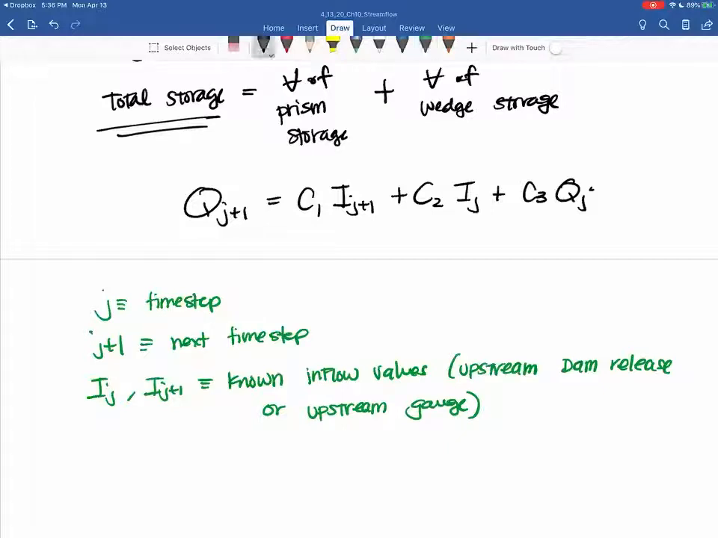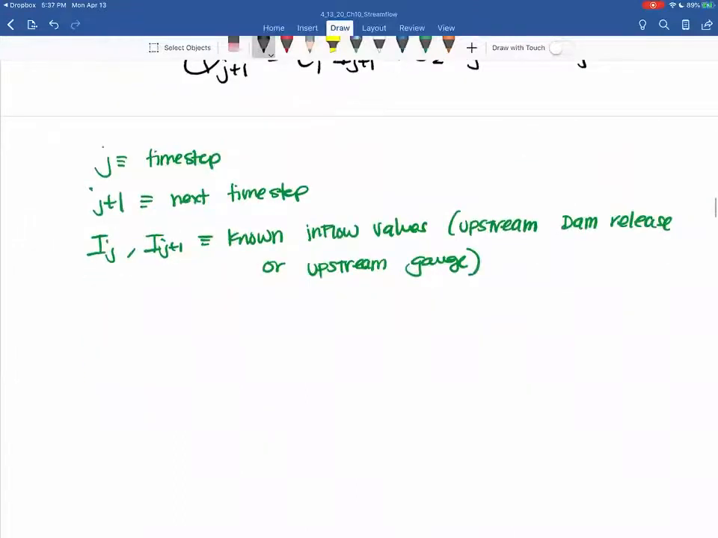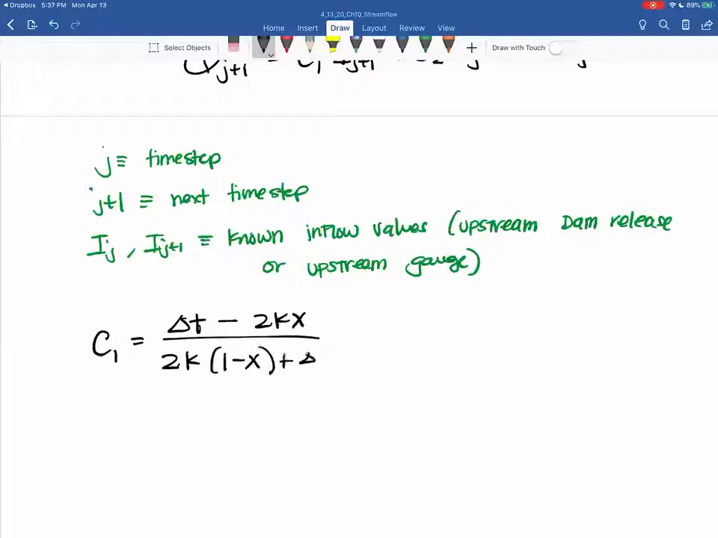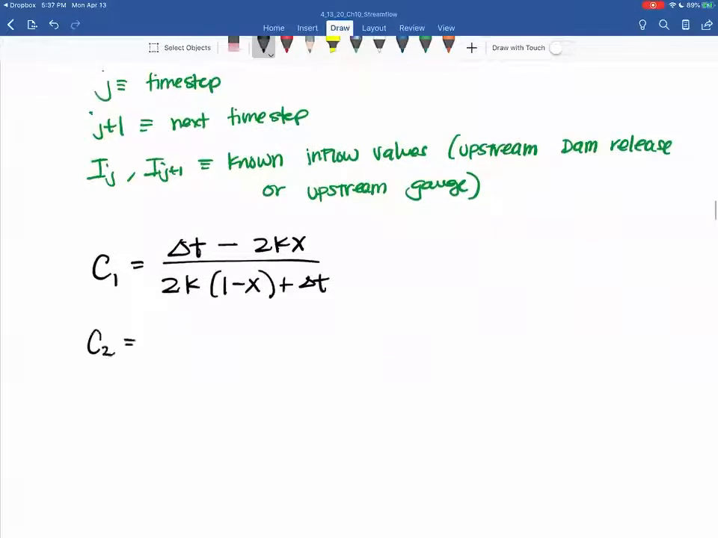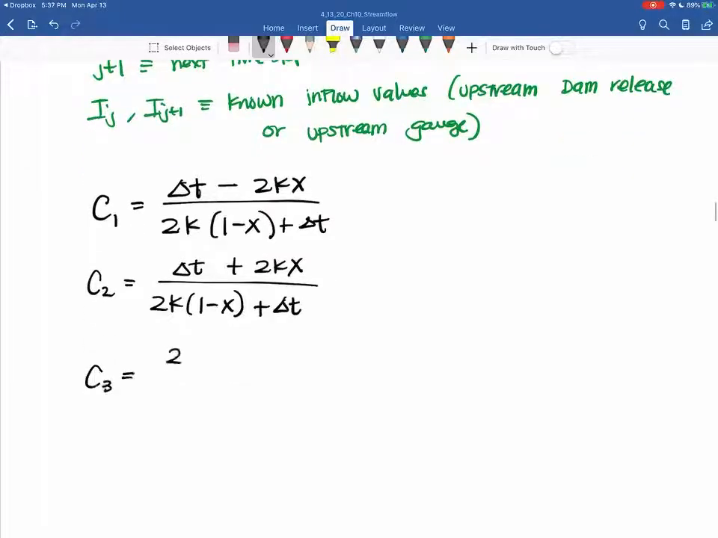Okay, and the C's are these kind of empirical equations that are a function of the prism. So C1 is (delta T minus 2kx) over (2k(1 minus x) plus delta T). C2 is (delta T plus 2kx) divided by (2k(1 minus x) plus delta T). And C3 is (2k(1 minus x) minus delta T) over (2k(1 minus x) plus delta T). So I'll explain what each of these are.